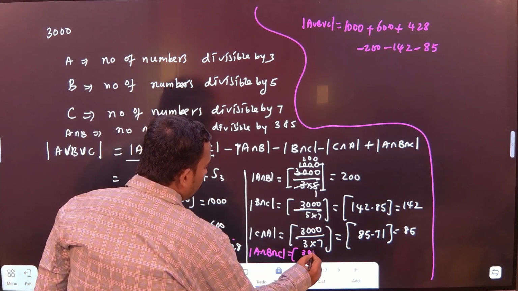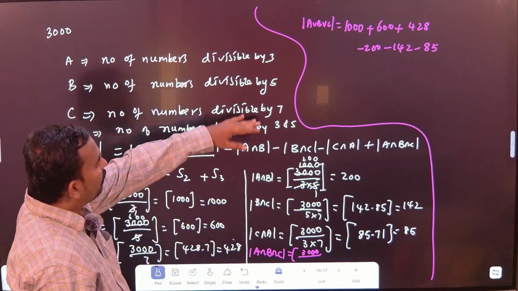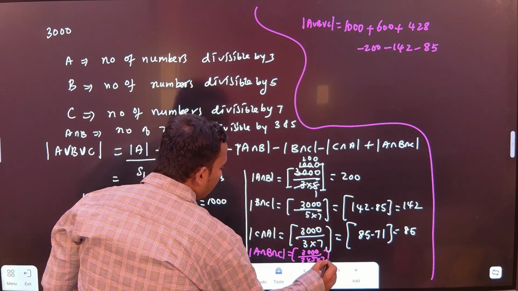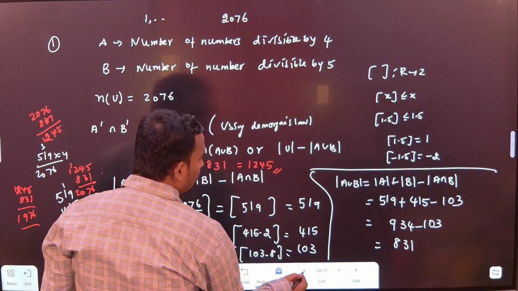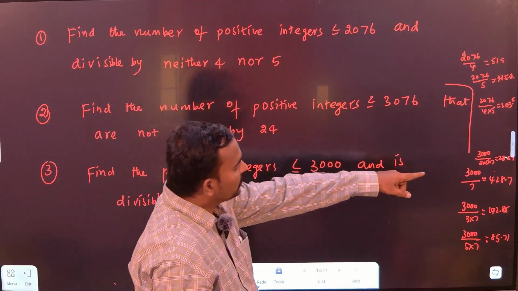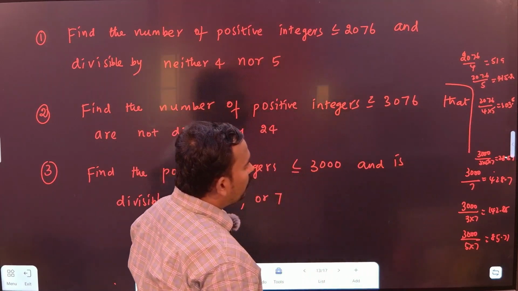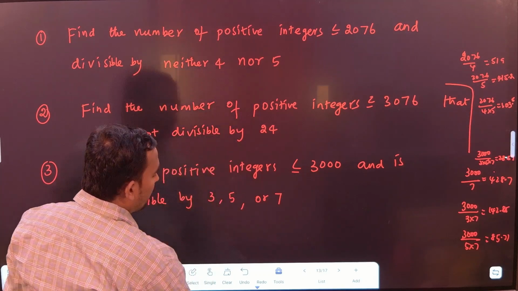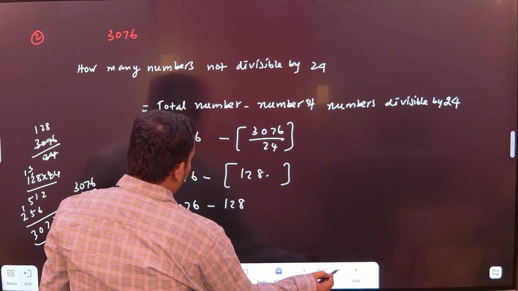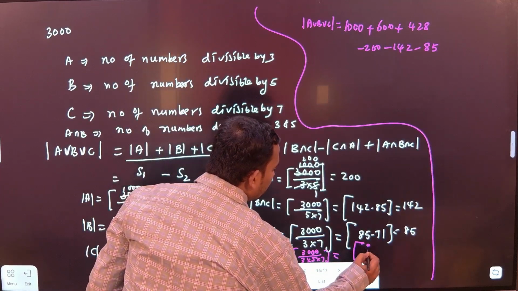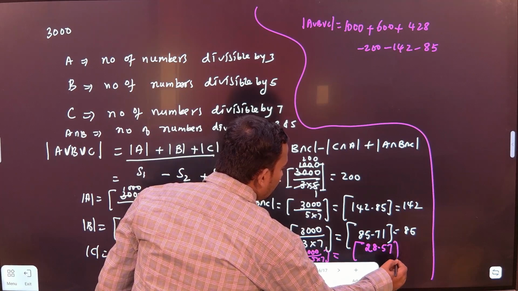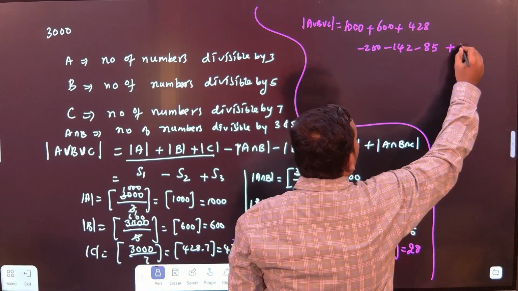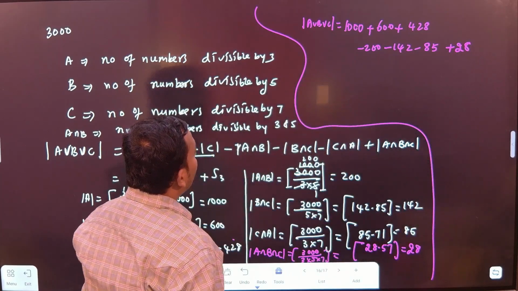So 3000 divided by, you need the multiple of all 3, 5, 7, right? Take the LCM of 3, 5 and 7. If you take it, the answer is 28.57, right? The greatest integer function of 28.57 is 28. Clear? Now you can simplify this one.